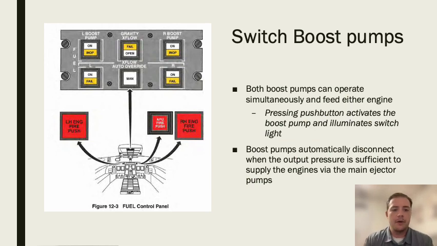And here's a better view of the fuel control panel that we were looking at earlier, and we can see that it is located on the overhead panel right in the center, just like we saw earlier. So for the switch boost pumps, both boost pumps can operate simultaneously and they can feed either engine. Pressing the push button is going to activate the boost pump and illuminate the switch light, so we can see the left or right boost pump either on or off. And then we can also see the gravity crossflow and the automatic override crossflow for both systems. The boost pumps are automatically disconnected when the output pressure is sufficient to supply the engines via the main ejector pumps.